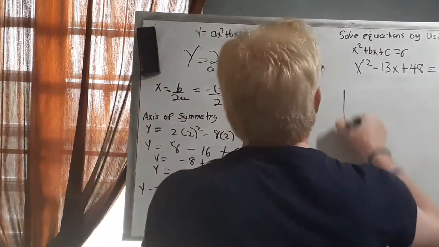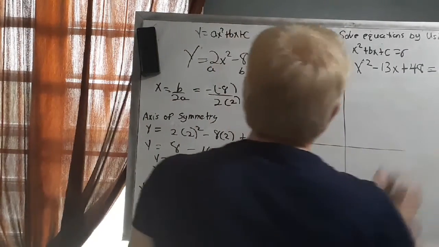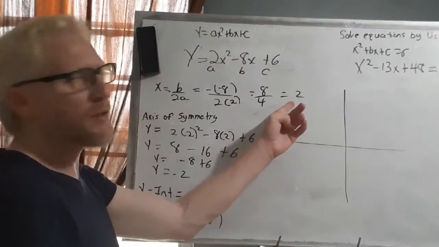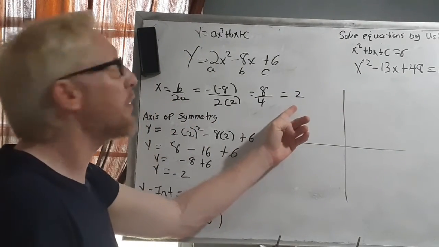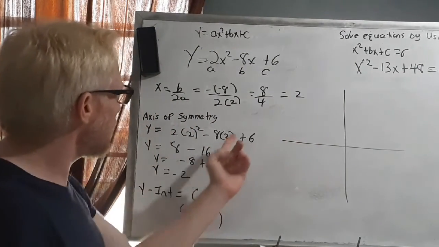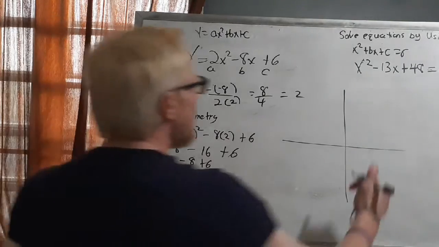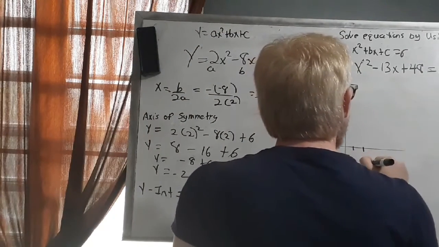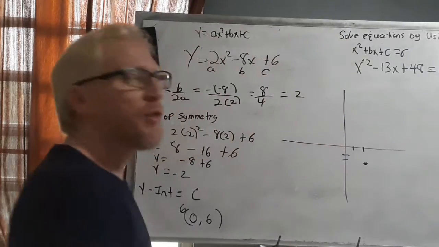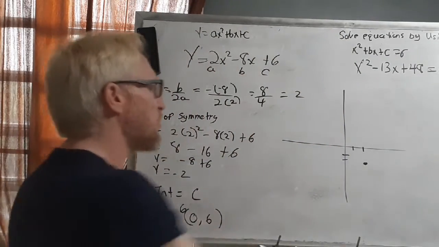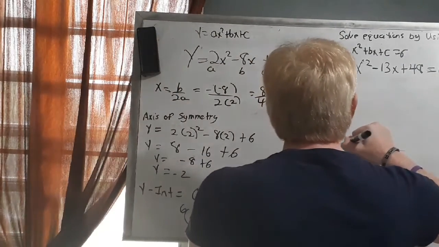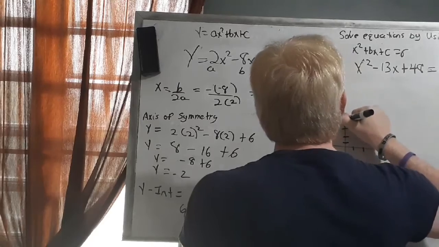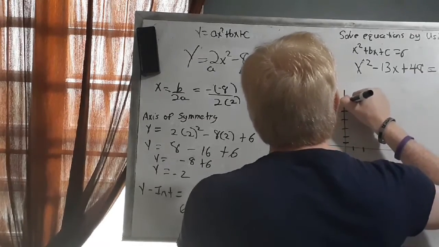So I'm going to draw my coordinate plane, and my first ordered pair is positive 2, which was my vertex, and negative 2, which was my axis of symmetry. So go ahead and graph positive 2 and negative 2, which is down here. And then my other coordinate is 0, 6, which is my y-intercept. So 1, 2, 3, 4, 5, 6.